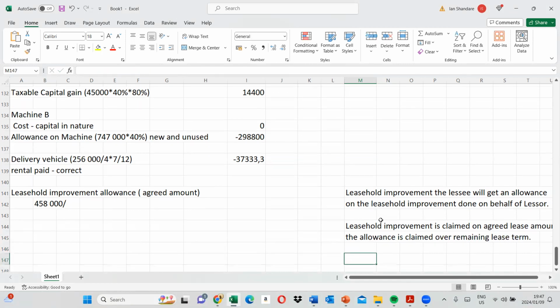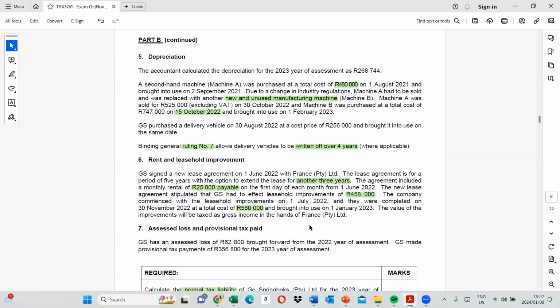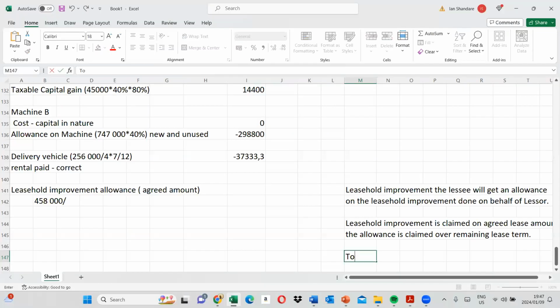Right, so it's important now for us to understand. So the lease, they entered into a lease, right, which is for 5 years. So 5 years is what? 60 months, right? So the lease is for 60 months. We also include the option to extend. So in this case, 60 months plus 3 years. 3 years is 36 months. I'm just saying 3 times 12. So in this case, total lease period.